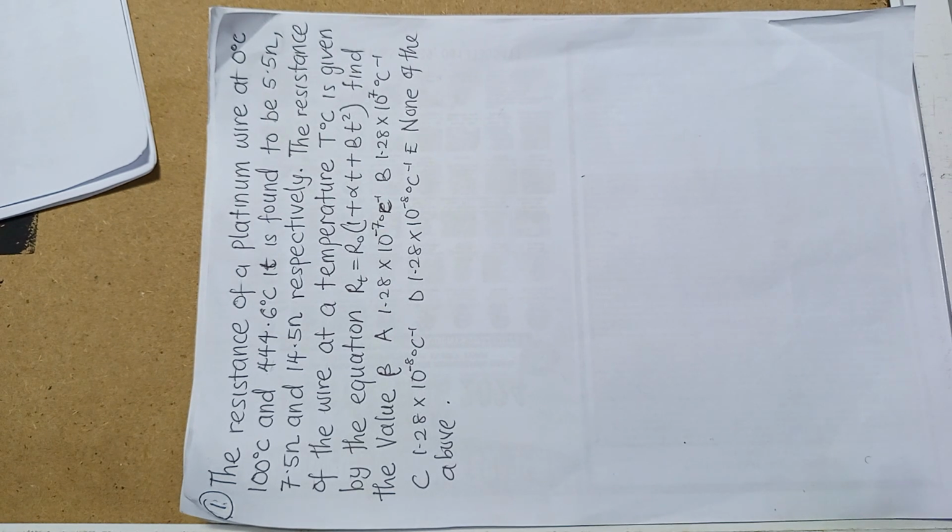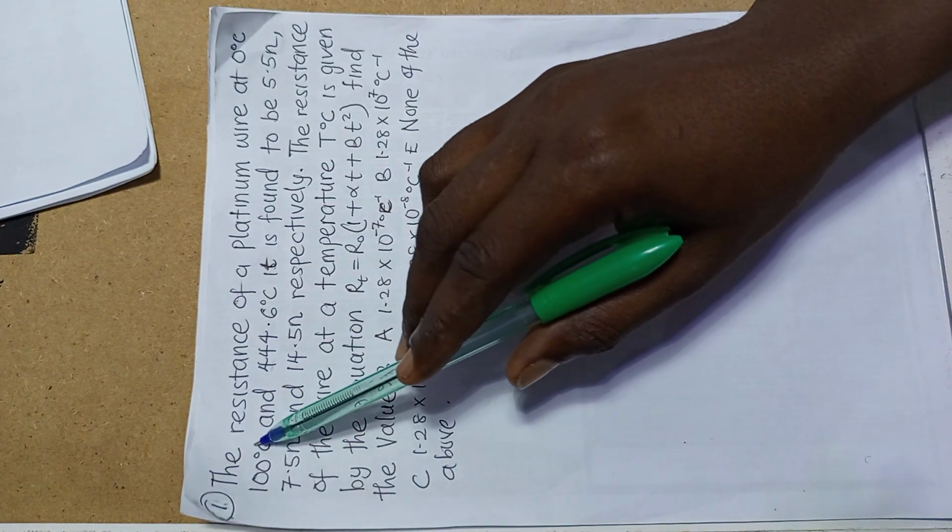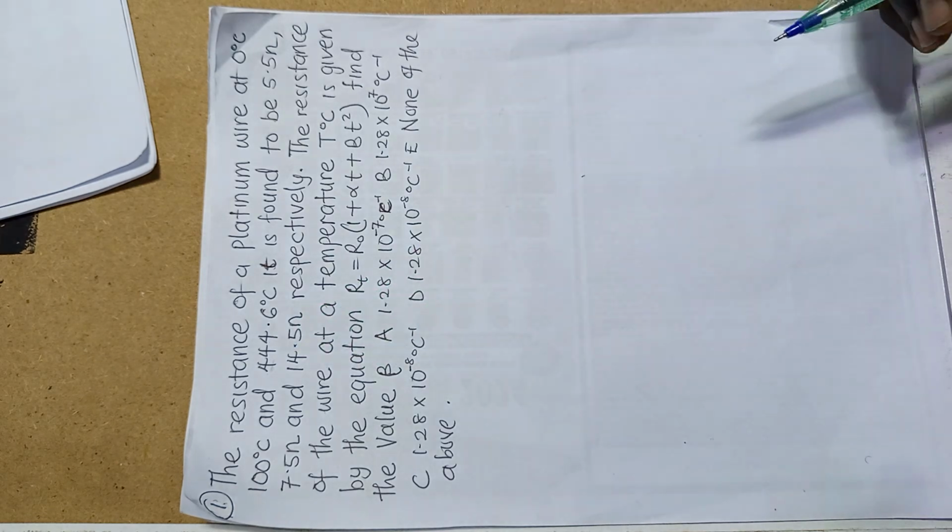We want to solve this question. These are very technical questions on resistance and on temperature and heat measurement. It says the resistance of a platinum wire at 0 degrees Celsius, 100 degrees Celsius, and 444.6 degrees Celsius is found to be 5.5 ohms, 7.5 ohms, and 14.5 ohms respectively. So that means 5.5 for 0, 7.5 for 100, and 14.5 for 444.6.